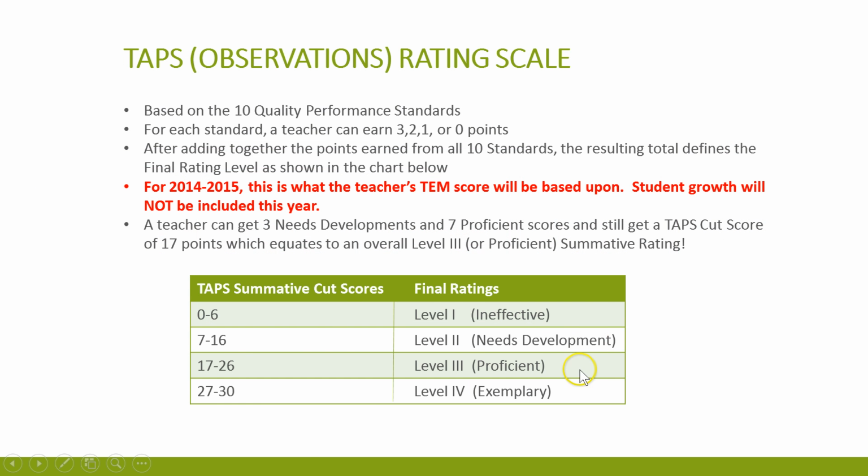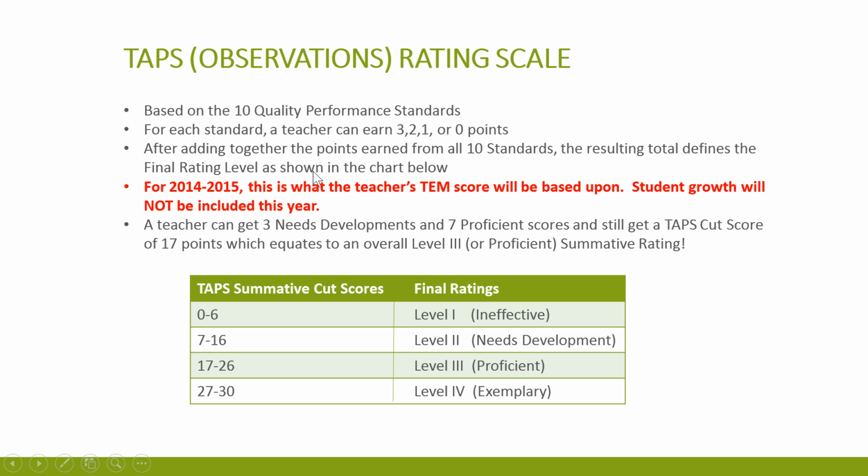Wanted to make sure you understood how the points work on the rating scale for TAPS. At the end of the year, after your summative evaluation, there are 10 performance standards that you're being evaluated on. And for each standard, you will earn either 3, 2, 1, or 0 points per standard. And you simply add together the points from the 10 standards, and that resulting total defines the final rating level as shown in the chart below.